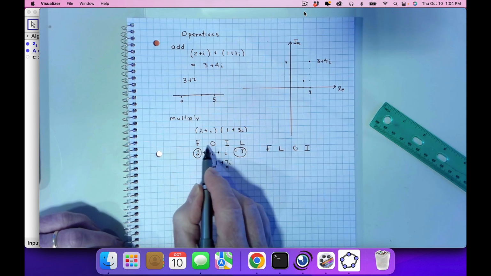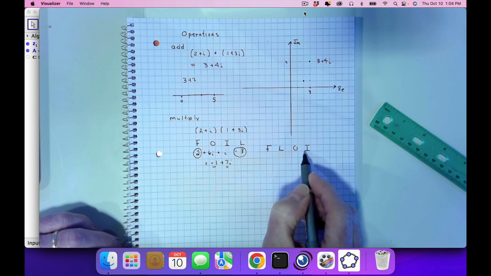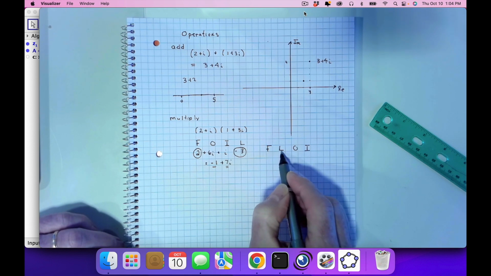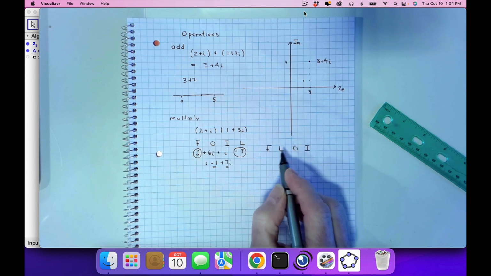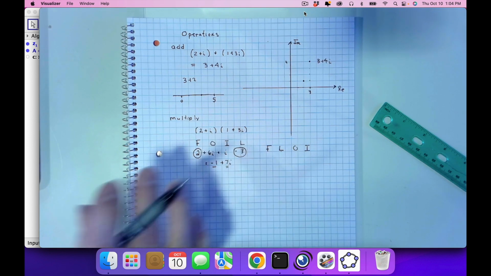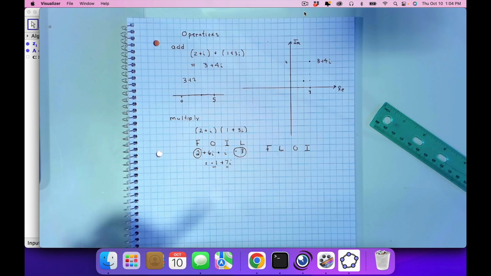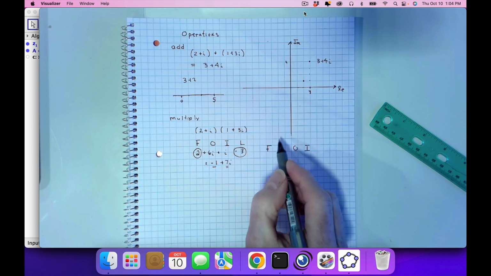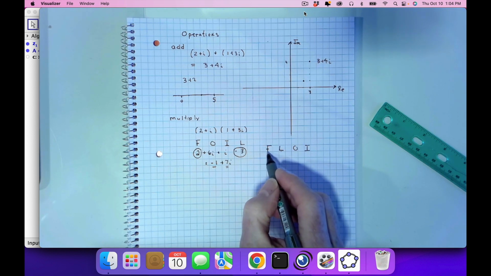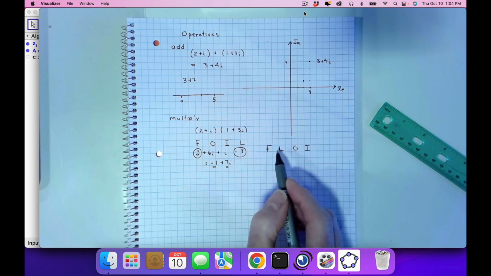So this is FOIL, but for complex numbers, we like FLOI. Take the first and last. Now, why this is useful is oftentimes when we're multiplying complex numbers, we might just want the real part. We might be doing an operation where we just want the real part of the answer. Or we might be doing an operation where we just want the imaginary part of the answer. So if we just want the real part of the answer, we know, hey, just take the first and the last. So let's redo this, doing FLOI.